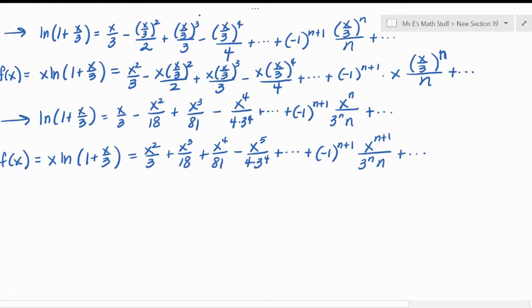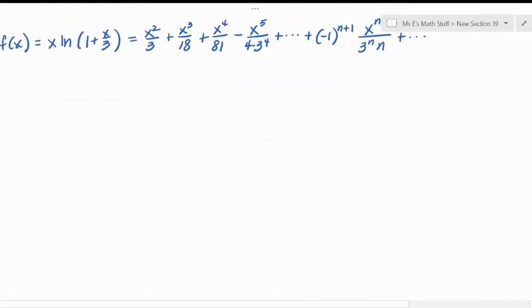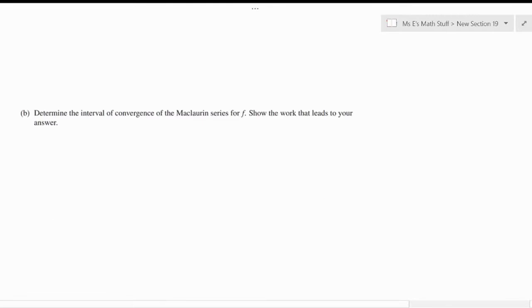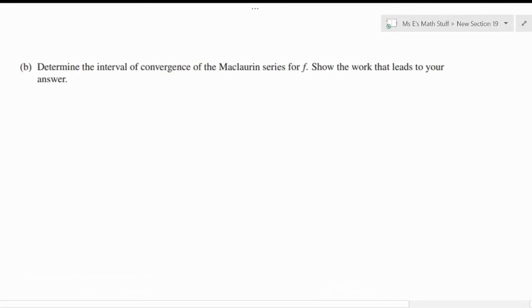Okay. Part B. Determine the interval of convergence of the Maclaurin series for F. Show the work that leads to your answer. I would start by saying the magic words. We enforce the condition of convergence of the ratio test.